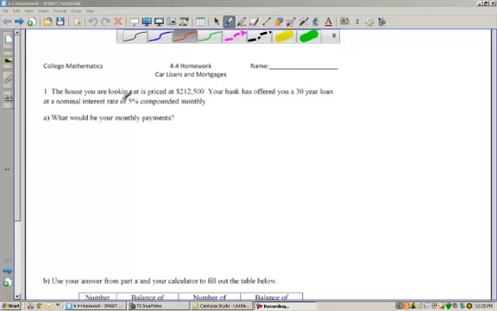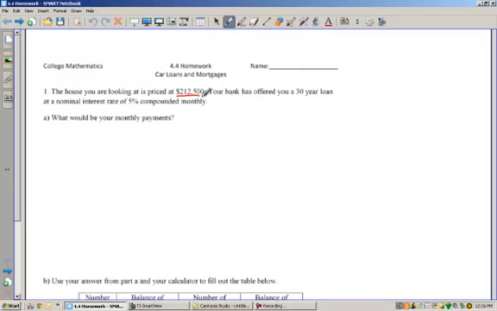So this is 4.4 homework, and we want to talk about car loans and mortgages. So in the group work, we did car loans, and so now we're going to do some mortgage stuff. And so we have the house that you're looking at is priced at $212,500. Your bank has offered you a 30-year loan at a nominal interest rate of 5% compounded monthly. What would be your monthly payment?